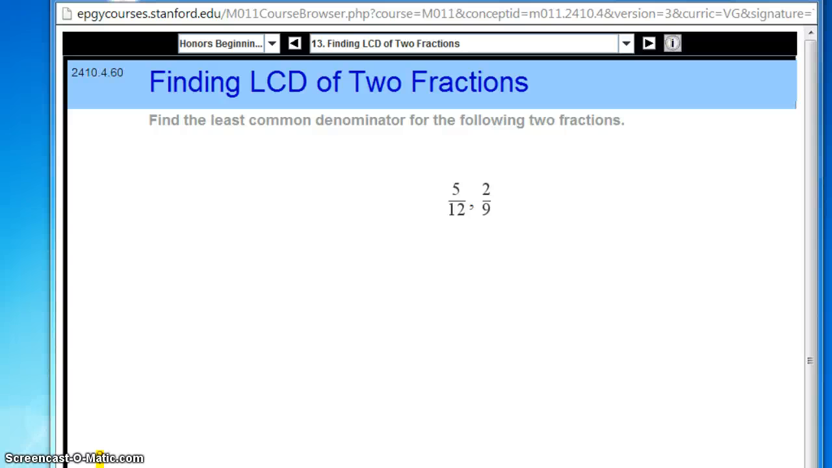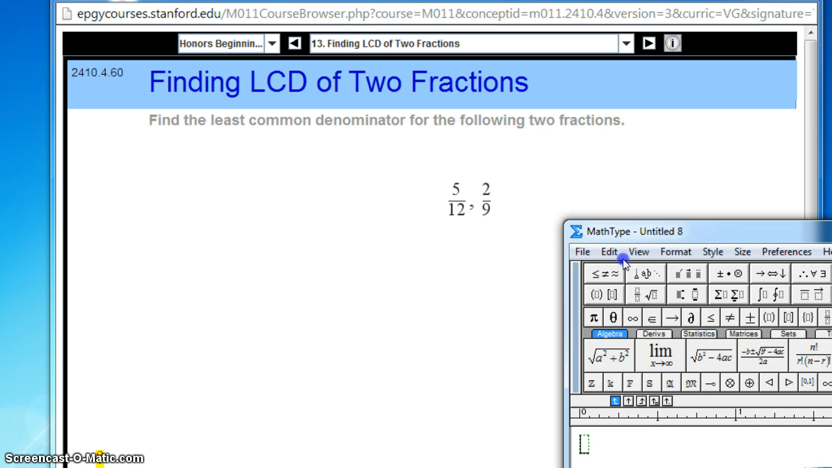Hi, so this video is on finding the least common denominator of two fractions. The way we generally know how to find least common denominators is by prime factorization. That means factoring the denominators into a product of prime numbers. And the reason for this is those are the smallest numbers that you can get.